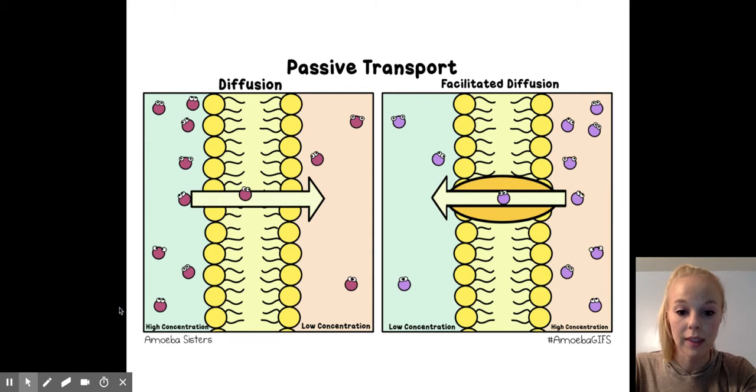On the right side is facilitated diffusion, where you see the molecules using a protein channel. Here, molecules use a protein channel because they are too big to simply move through the membrane on their own. You still see the molecules moving from high concentration to low concentration, so no energy is required.